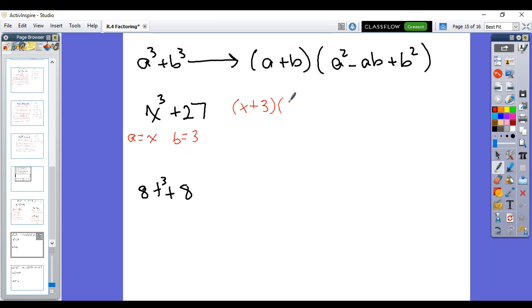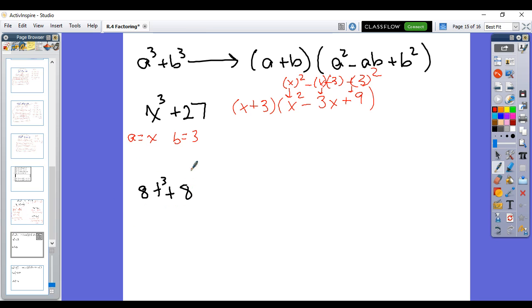A squared will be x squared. And it's always minus a times b. A is x, b is 3. Let's write it in proper order, 3x. Put 3 in front. Then plus 3 squared, which gives us 9. So before we factor it, it'll be x squared minus x times 3 plus 3 squared. And then this becomes all these numbers right here.